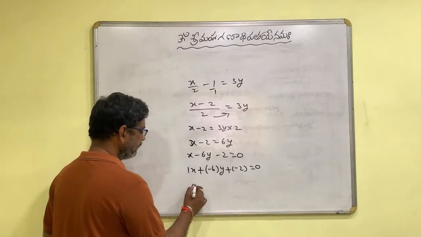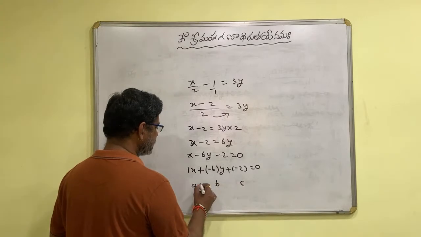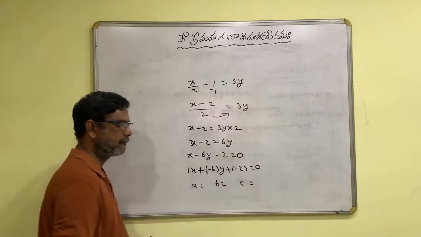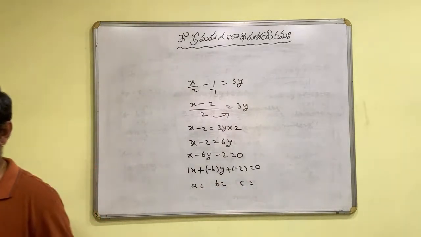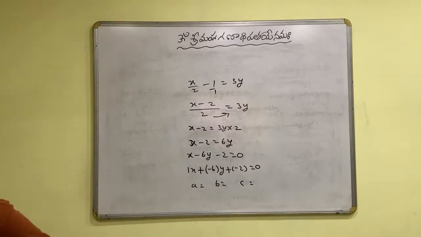Now what is A? What is B? What is C, children? You tell. A is 1, B is minus 6. What is C? Waiting for your answers. A is 1, B is negative 6, C is negative 2.